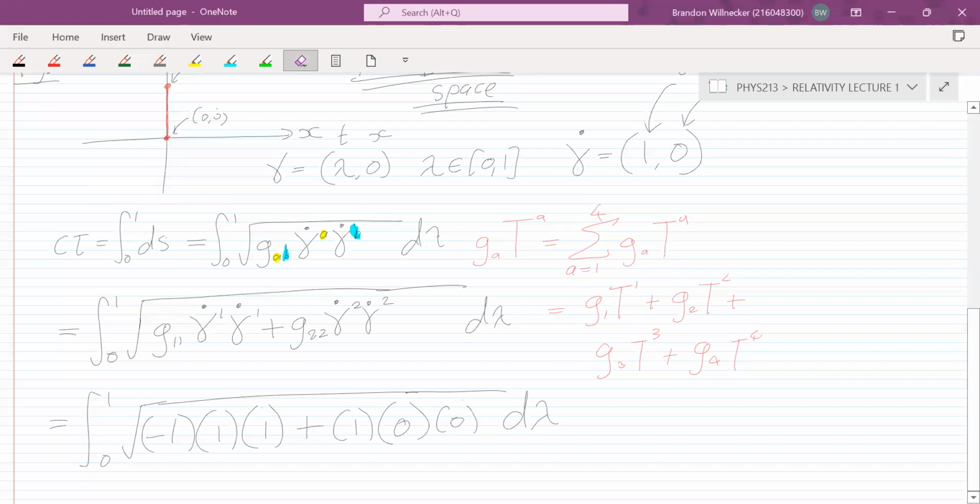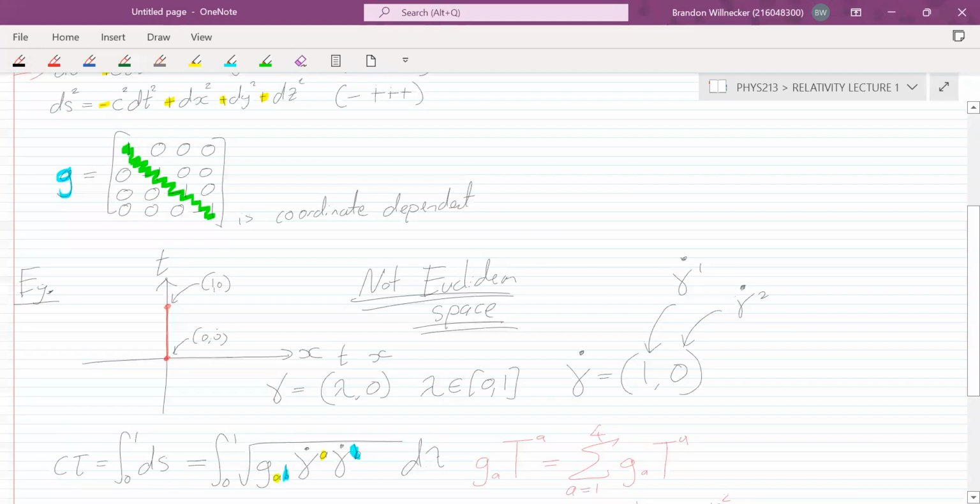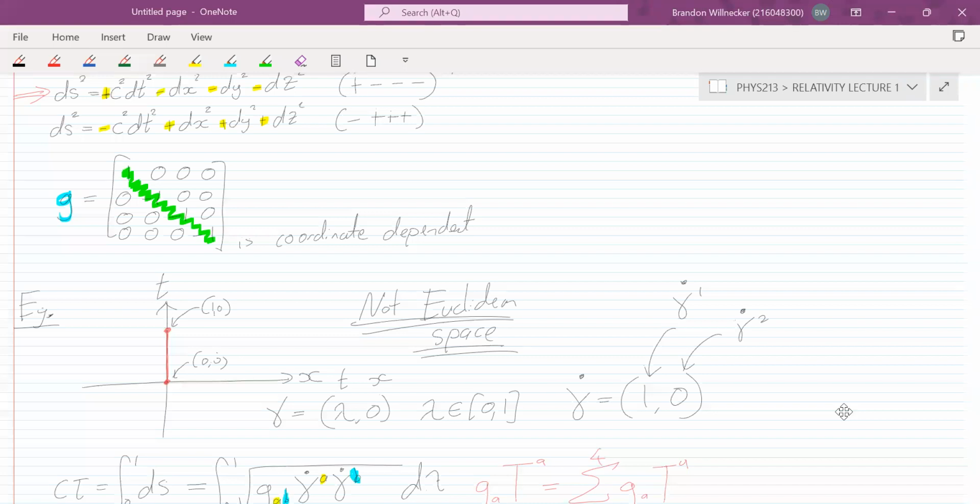Sorry, I just made a little mistake here. That's supposed to be a +1. And then this G22, that's a -1. Sorry, I'm forgetting which metric we're using. Okay, so remember it's the plus, minus, minus, minus that we're using.